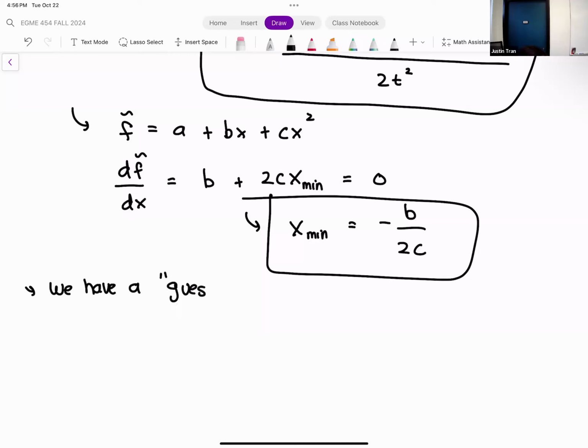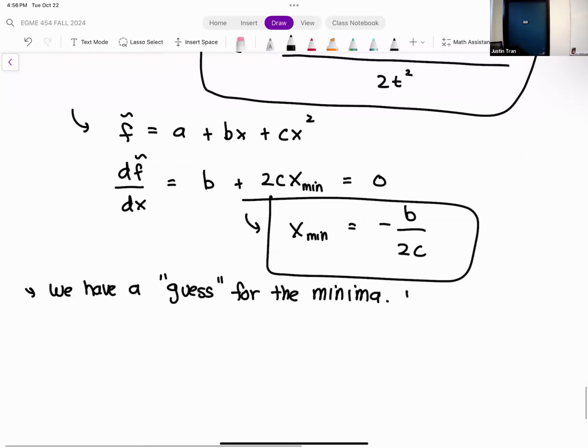I'll call it a guess for now. But the question is, is it good? We know for sure that the minimum of the original objective function is within our domain, so between 0 and 2t. But there's still a lot of latitude, or leeway, in between there. And so the question we have to ask is, is this a good approximation for the actual minima of our original function?